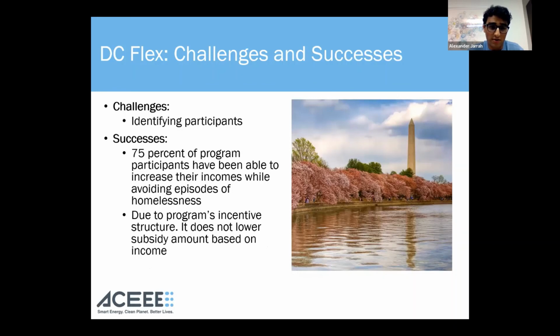One challenge the DC Flex program experienced was identifying participants, and the key challenge here is identifying at-risk populations before they experience homelessness, because the cost of assistance increases greatly after that phase. And some of the successes the program has experienced, 75% of participants have been able to increase their incomes while avoiding episodes of homelessness, which is particularly due to the program structure, because it does not lower the subsidy amount based upon income.